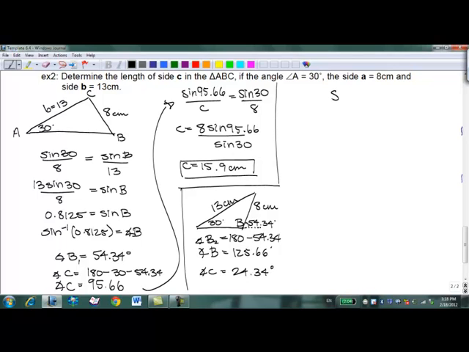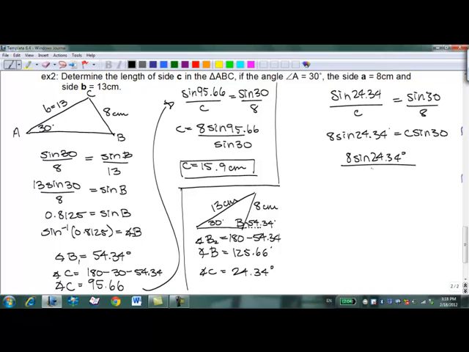Again, we can use our pretty standard sine law here, sine 30 over 8. Why don't you see if you can solve that for C? Do a little cross multiplying, and from there we can solve for C. So we have 8 sine 24.34 over sine 30. It's nice to carry a few more decimals in these types of calculations, and we can always round at the end. If you plug that all in, you get 6.59-ish centimeters. So there's two values for C.